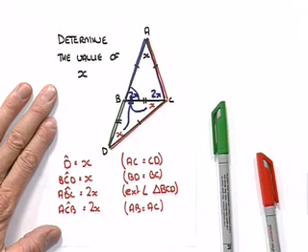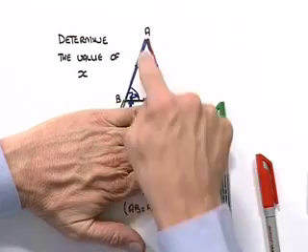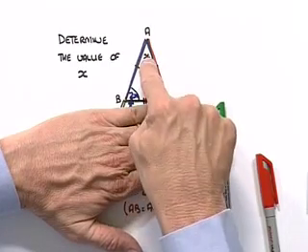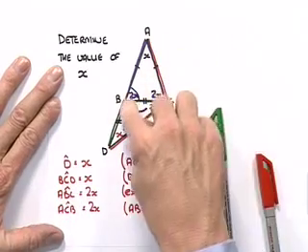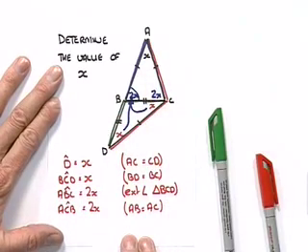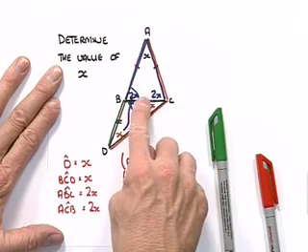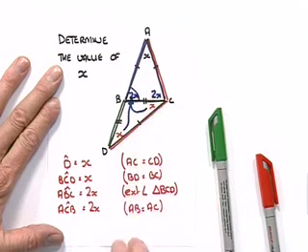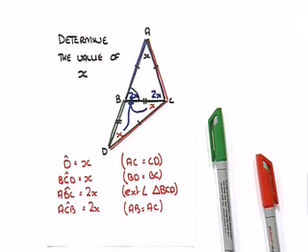Now we've reached a point where we can determine the value of X. You might be asking how. Well, let me focus just on that triangle over there. X, 2x, and 2x. We know all three of its angles in terms of X. That means that x plus 2x plus 2x, which is 5x, should equal 180 degrees.